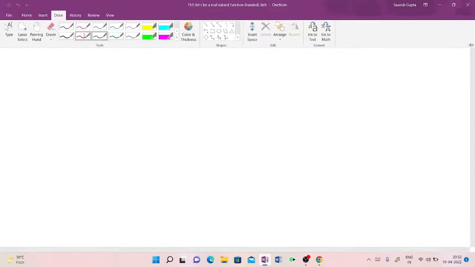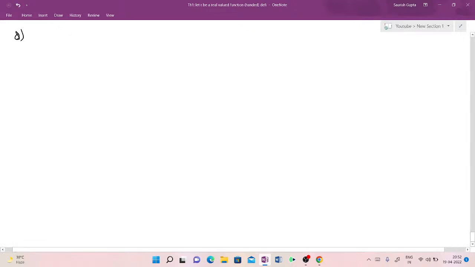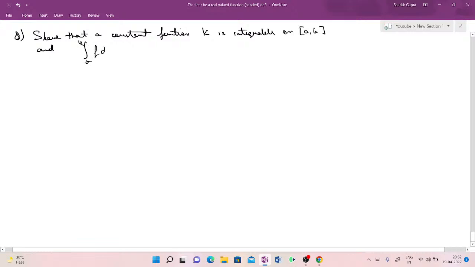So the first problem, it's one of the most standard problems from the concepts of Riemann integration, is: show that a constant function k is integrable on the closed interval [a, b], and the integral from a to b of f dx equals k times (b minus a).